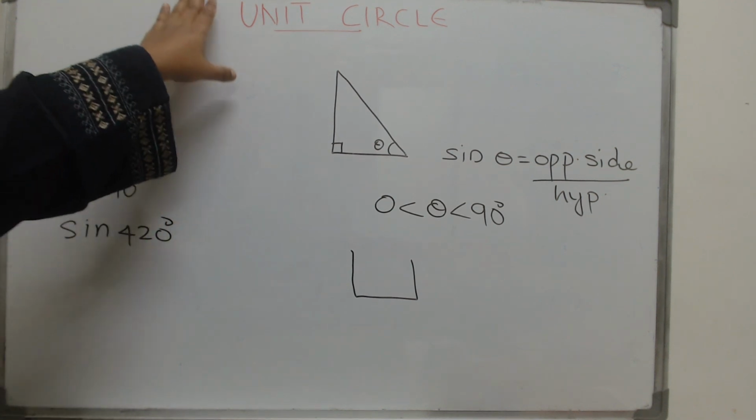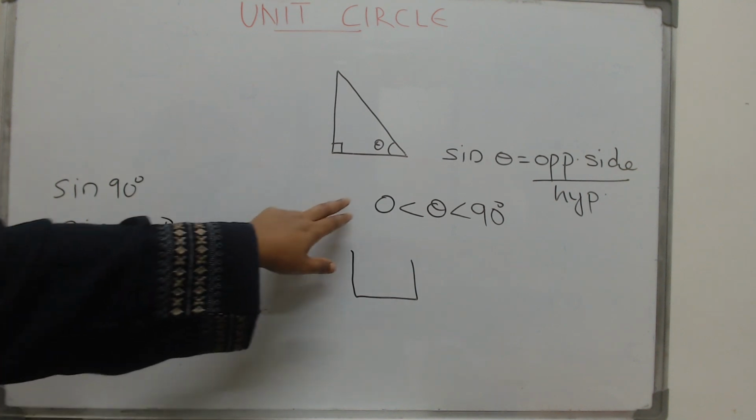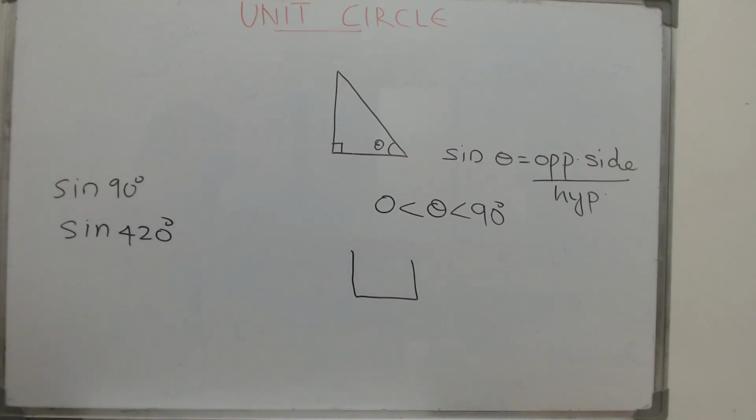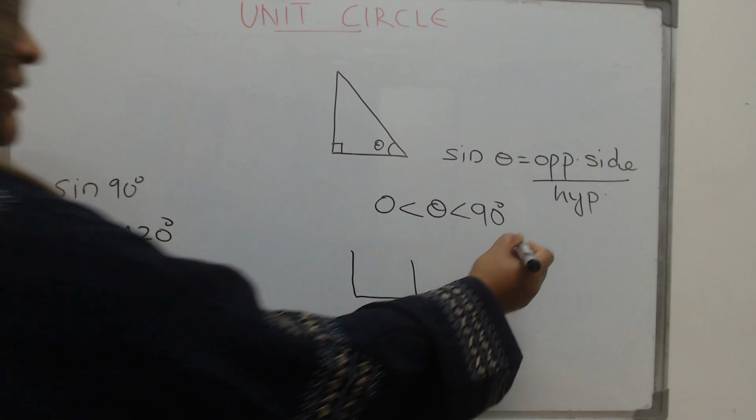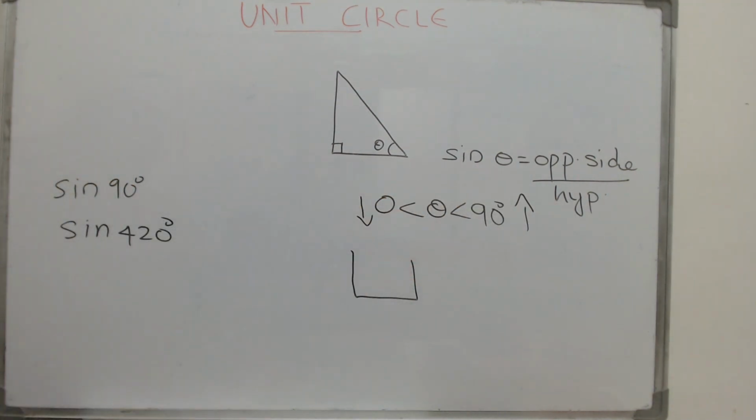Now, that is where your unit circle steps in. With the concept of unit circle, you can find the trig function values of angles which are greater than 90 or less than 0, or in other words, the negative angles. Now, this is just one very simple feature of unit circle. It is much more than that.